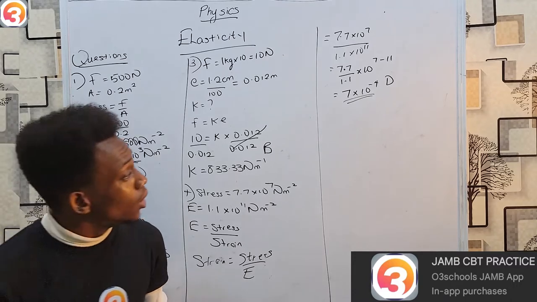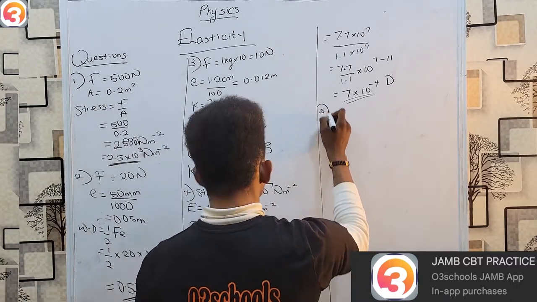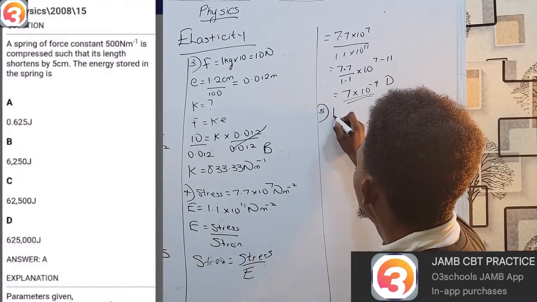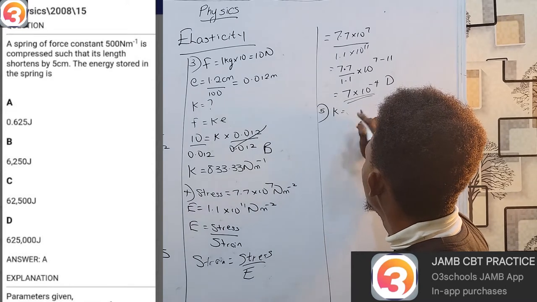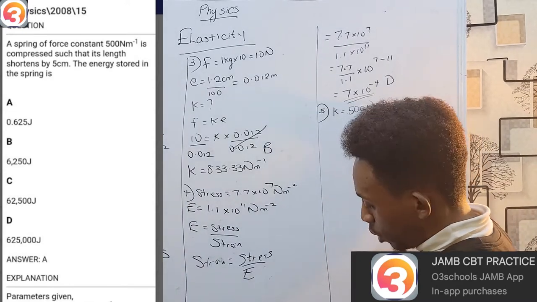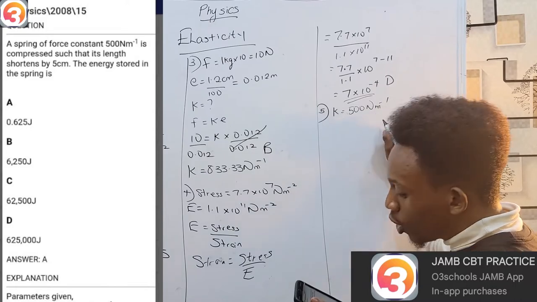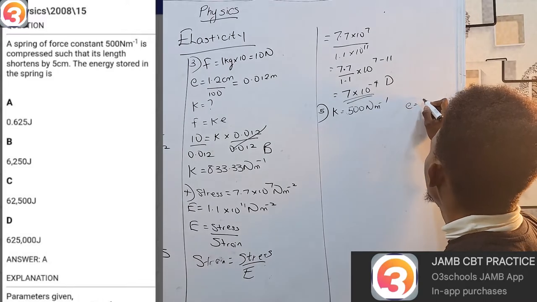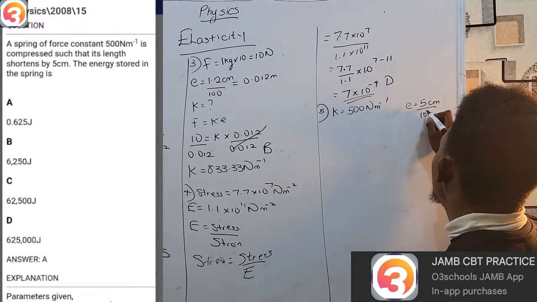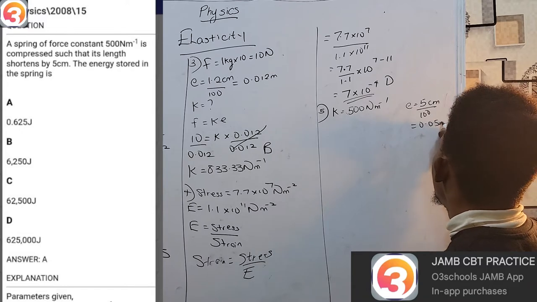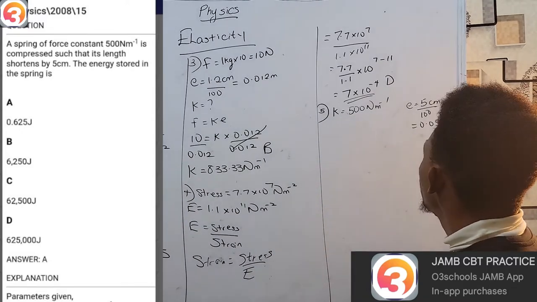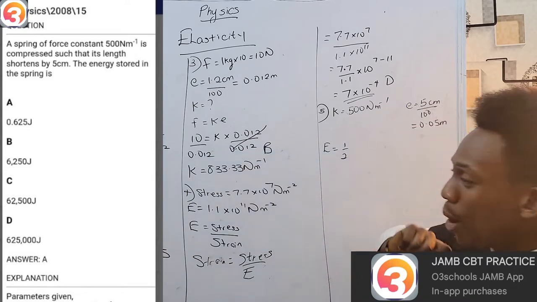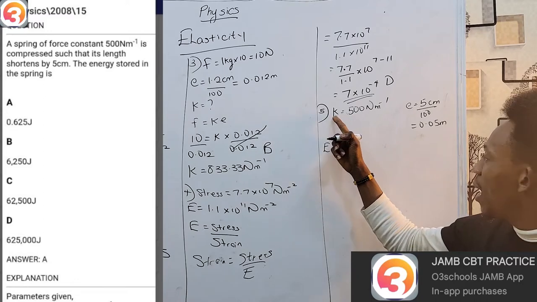We can actually just keep going. For our fifth question, this is now the year 2008, and a spring with force constant K equals 500 newton per meter is compressed such that its length shortens by 5 cm. The extension is 5 cm, but converting to meters gives me 0.05 meters. To find the energy being stored, energy or work done, like we always said, is simply 1/2. Now, I would have used F times E, but instead of having F, I have K and E.